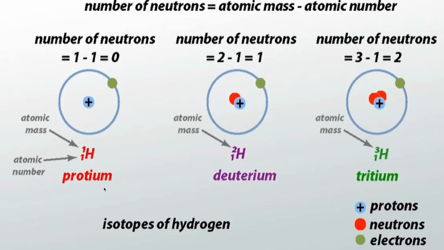For protium, the number of neutrons is 0. For deuterium, the number of neutrons is 1. And for tritium, the number of neutrons is 2. The isotope of hydrogen called protium is the most commonly used MR active nucleus in MRI. It has a mass number and atomic number of 1. So the nucleus consists of a single proton and has no neutrons. It is used because hydrogen is very abundant, again, in the human body, and because the solitary proton gives it a relatively large magnetic moment.